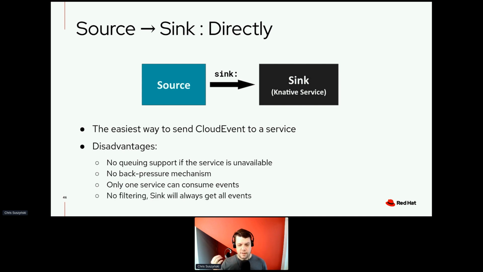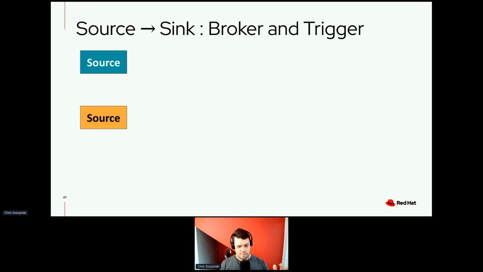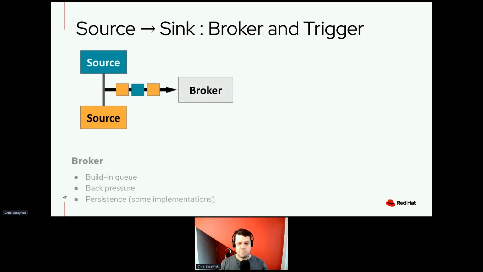Yeah, so there is no filtering, of course, and the sink will always get all the events in that way. But this is the better approach to do it. So we have, for example, multiple sources. We have a broker, and the broker already has a queue, a built-in back pressure mechanism, and it could have persistence, like Kafka has. So we are sure that our events are safe and will not be lost.